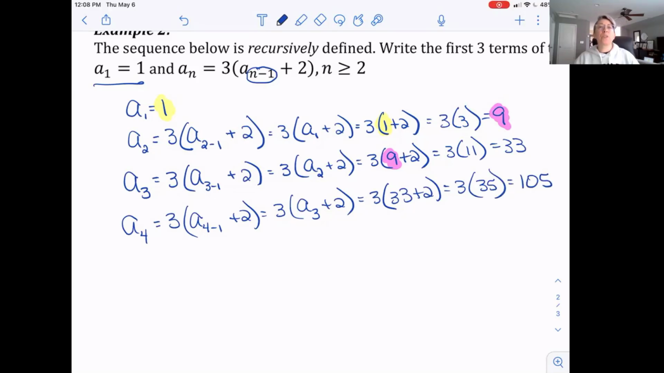So that's the difference between the recursive formula, where you have to know the term before it, or possibly 2 terms before it if it puts n minus 2. But again, they have to give you enough terms in order to satisfy the definition in that formula.